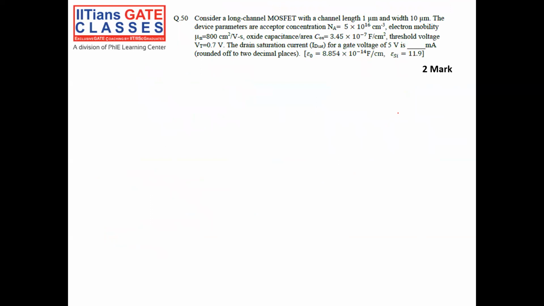Now consider a long channel MOSFET with a channel length of 1 micrometer and width equal to 10 micrometer. The device parameters are: the acceptor concentration is 5 times 10 to the power of 16 per cm3. The mobility of electron is equal to 800 cm squared per volt second.